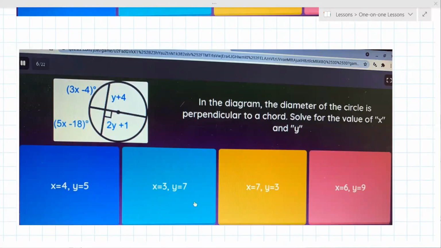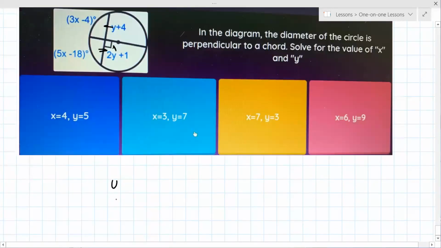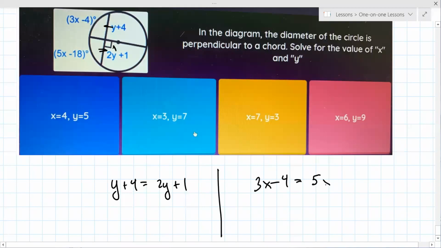So here it says 2y plus 1, and it looks like it's referring to that one. Oh, maybe it's referring to length. It's got to be referring to length because that's 90 degrees and that wouldn't work out. So these are congruent. So that y plus 4 has to equal the 2y plus 1. Similarly, 3x minus 4 has to equal 5x minus 18. So go ahead and solve those. I'm going to be right back with you, maybe 60 seconds, but we'll get through all of this, okay?